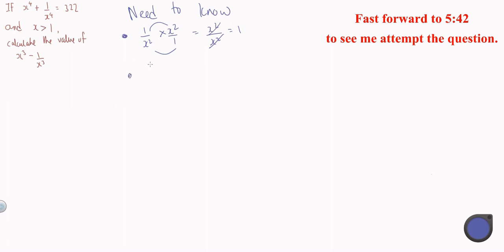Second thing, you need to know this one. Again, we're multiplying two fractions. X squared times x squared. We're not adding here, we're timesing, so it's x to the power of 4. Right, this one you need to know as well.